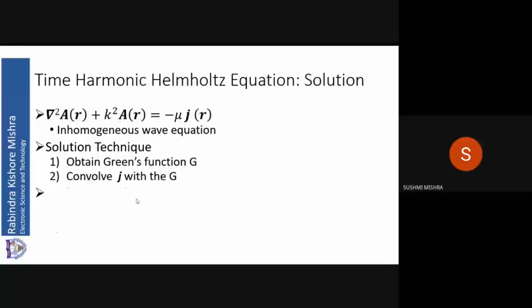Then if I solve that, I get g. For what am I getting g? Delta is an impulse, so I am getting g for an impulse. So once I get g for an impulse, if I replace that impulse with J, what will be the solution for A? A will be the convolution of the impulse response with J, which is the convolution of J and g. So that is the technique. First obtain the Green's function g, then convolve J with g. That gives you the solution for A.